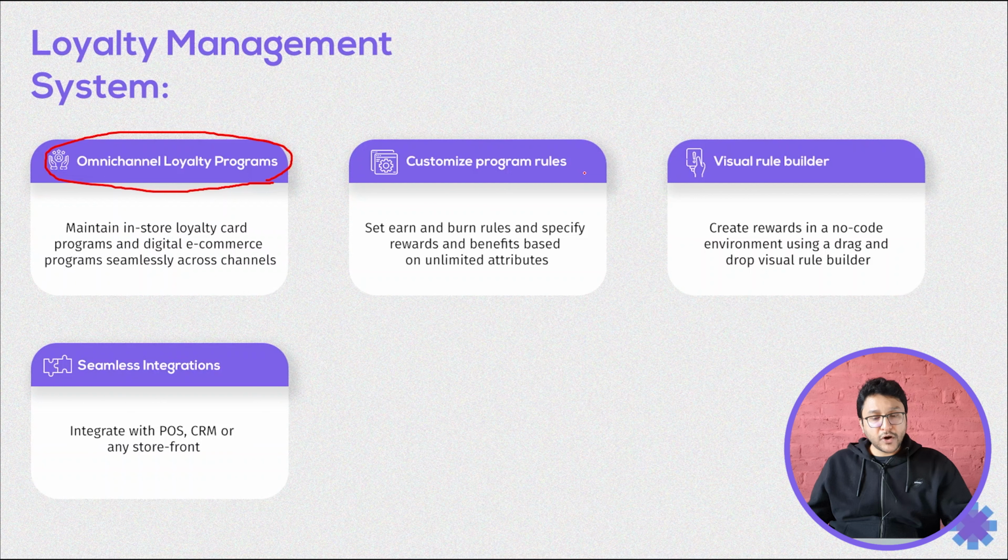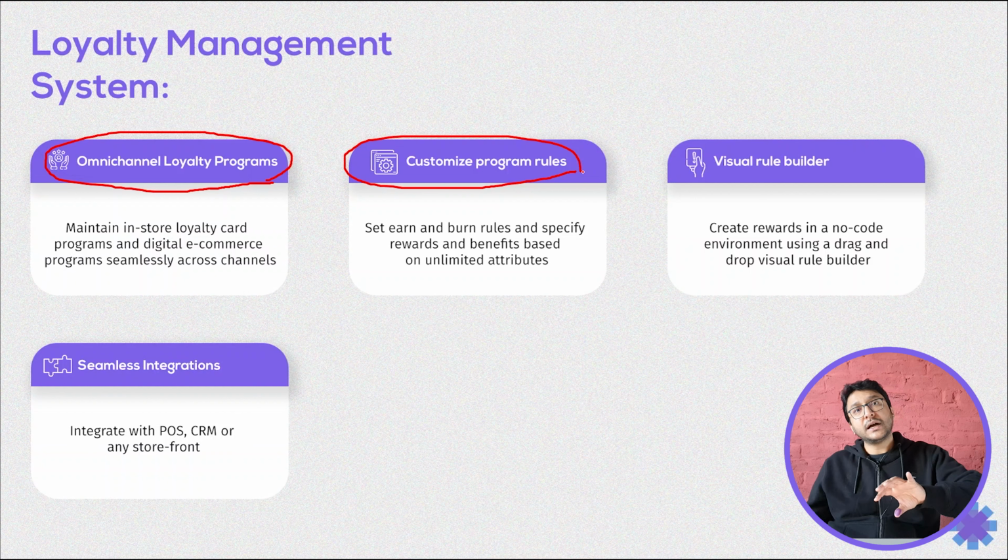Like I've already mentioned, we've made this highly configurable, so you can create any number of tiers. You can have different earning and burning rules for those different tiers. You can have different kinds of rewards and benefits that you can configure on these different tiers. And you can do all this promotion and campaign management on any number of custom attributes that are available to you within the system.